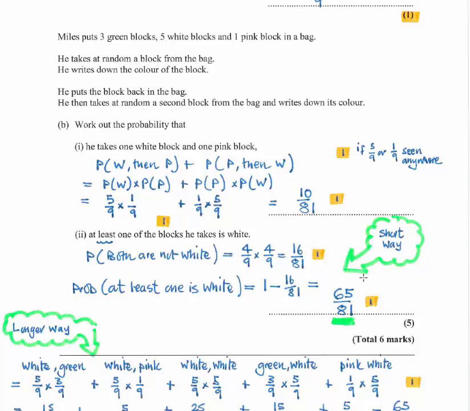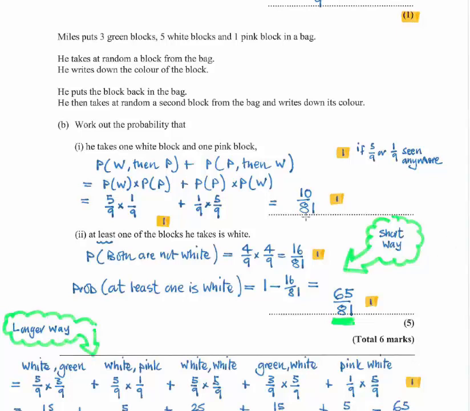Miles puts 3 green blocks, 5 white blocks and 1 pink block in a bag, and he takes at random a block from the bag. He writes down the colour of the block and he puts the block back in the bag. That's important. And then he takes at random a second block from the bag and writes down its colour. Work out the probability that he takes 1 white block and 1 pink block.